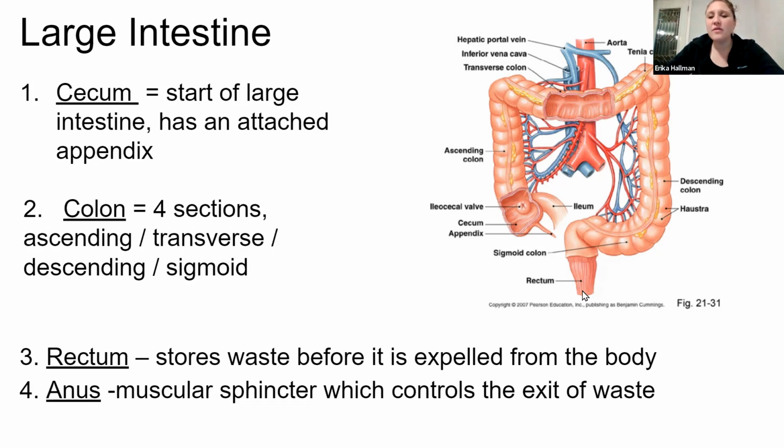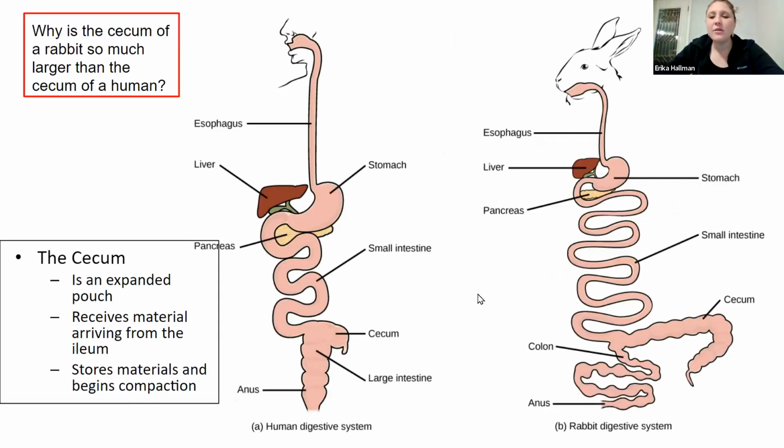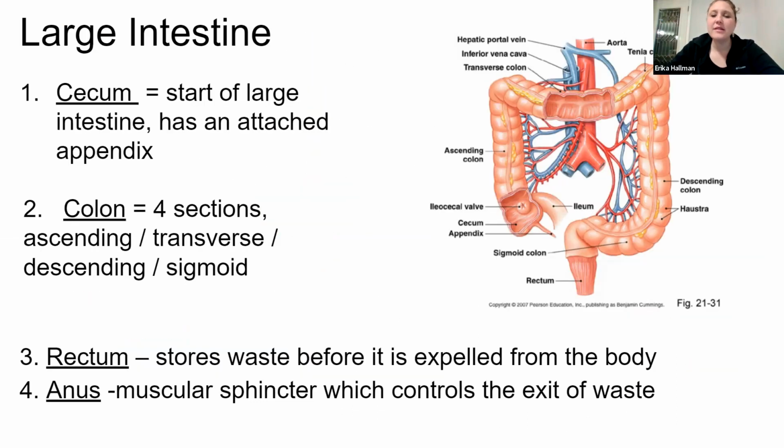Our rectum is in charge of storing waste right before it's expelled from the body and getting rid of any water that it can. And then lastly, our anus is going to be the last sphincter that controls the excretion of waste from our body, right?